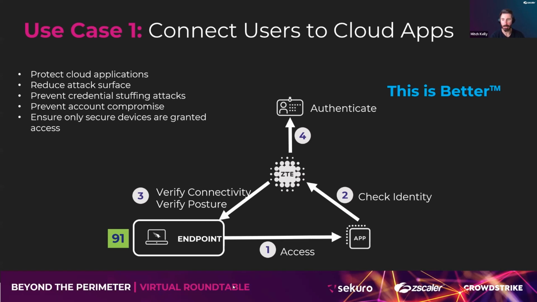By requiring a robust identity, we actually prevent credential stuffing attacks. It's very, very difficult to try and rotate through a huge number of credentials with this particular architecture. It does help prevent account compromise, again, with those robust identity checks. And ultimately, even if somebody has been able to enumerate or steal credentials, we also check the posture of that endpoint to ensure that it's not compromised in and of itself and might have malware. Yeah, thanks, Mitch.